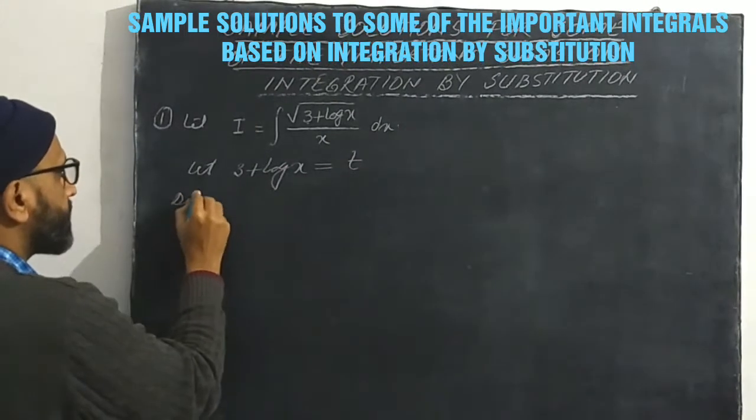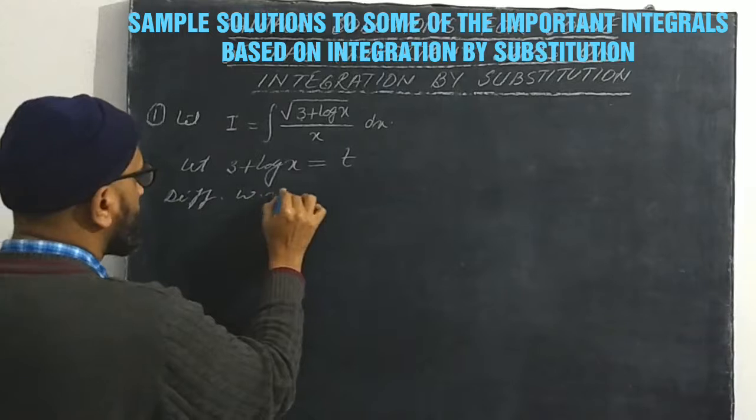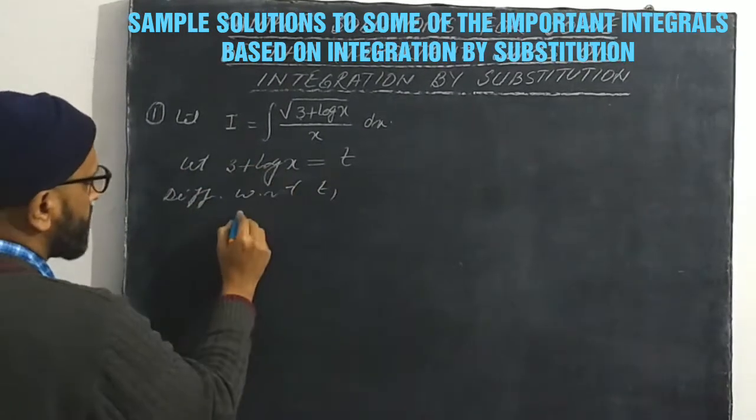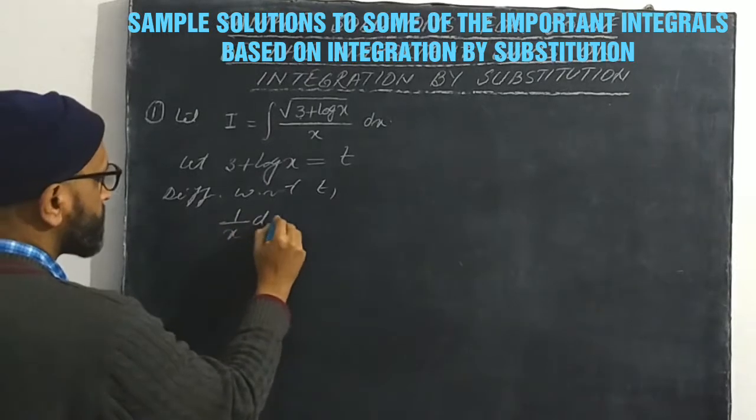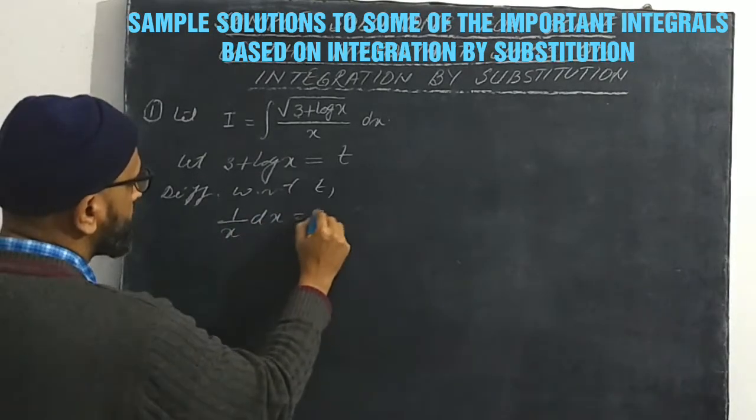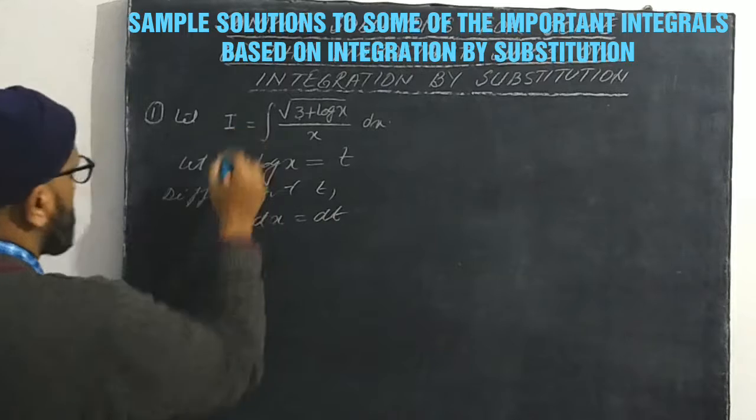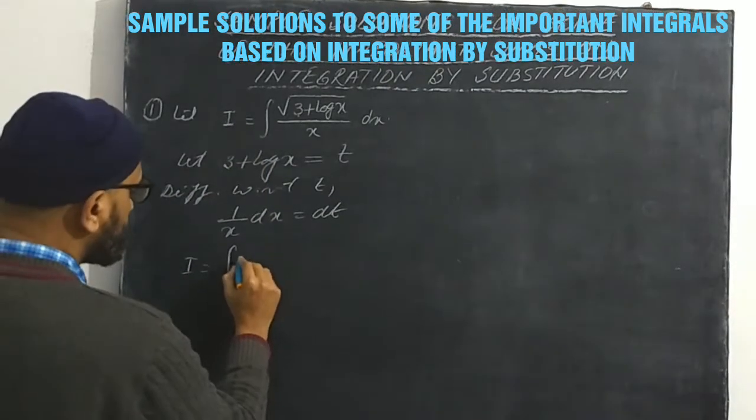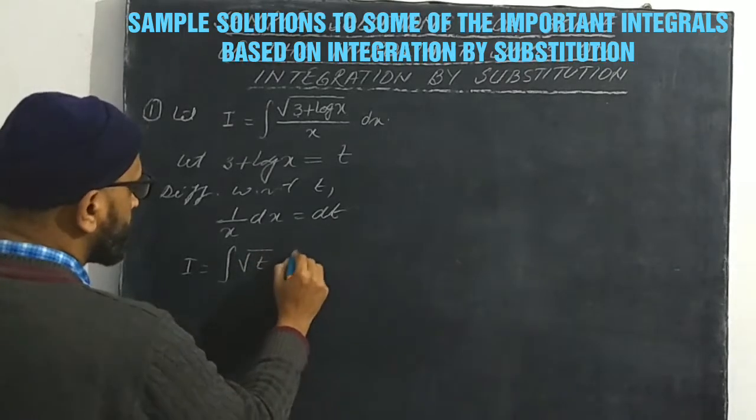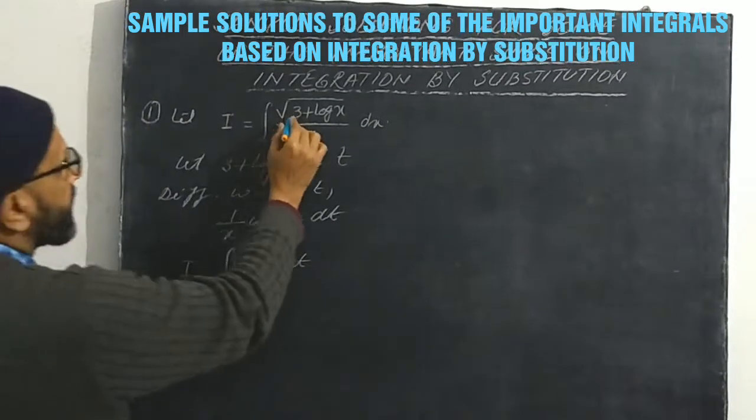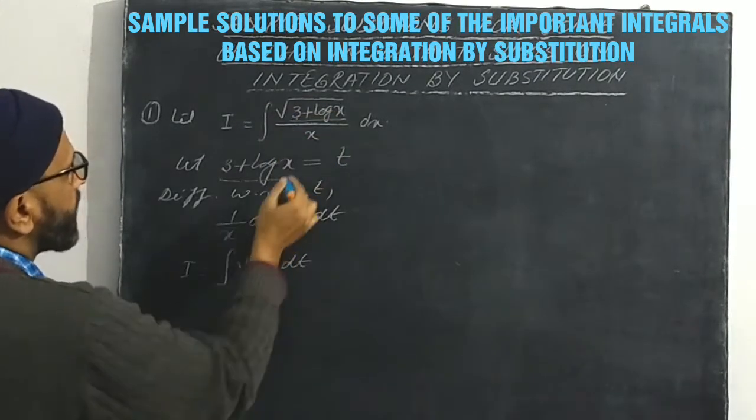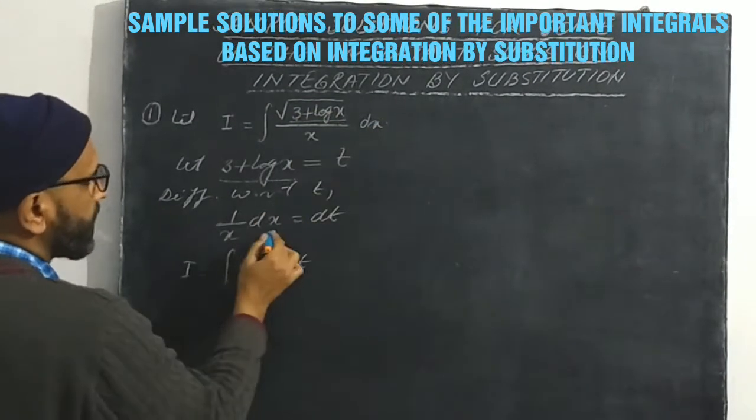So differentiating with respect to t, we get the differential of 3 is 0 and the differential of log x is 1 upon x. So 1 upon x dx is equal to dt. So our integration becomes the integral of 1 under root t dt, because here we have substituted 3 plus log x equal to t, under root t we get, and 1 upon x dx is equal to dt.